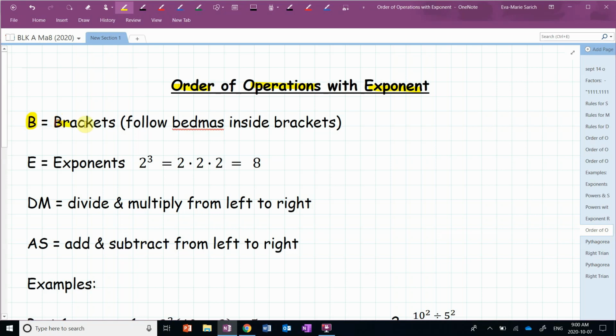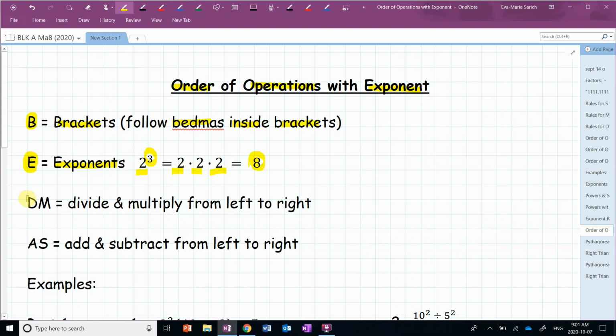So B stands for brackets, and we're going to follow BEDMAS inside the brackets. And if there's more than one bracket, we'll work our way from left to right. E stands for exponents. Now, reminding you that this has a base of 2 and an exponent of 3. So the base is the number that is repeating, so the 2 is repeating, and the 3 tells us the number of times it repeats. Now, 2 times 2 is 4, and 4 times 2 is 8.